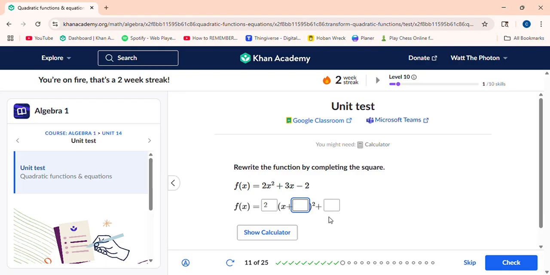And complete the square. So you rewrite the function f of x is equal to 2x squared plus 3x minus 2, and complete the square. So I guess I don't know what to do after we have 3 over 2.